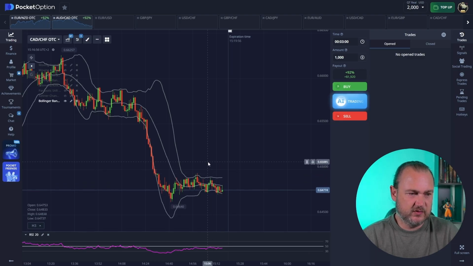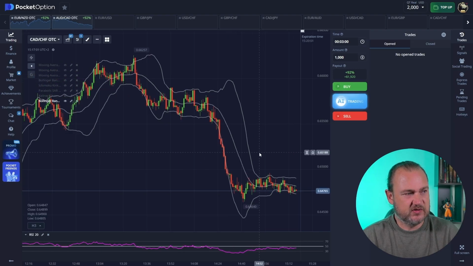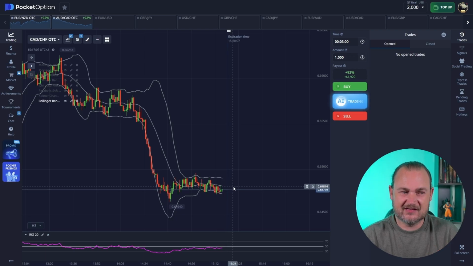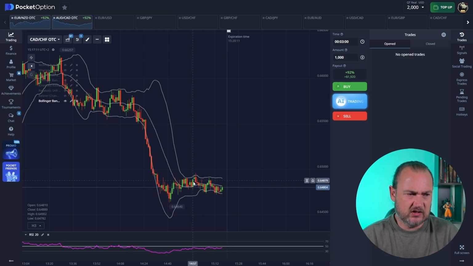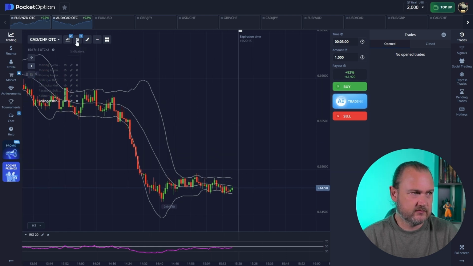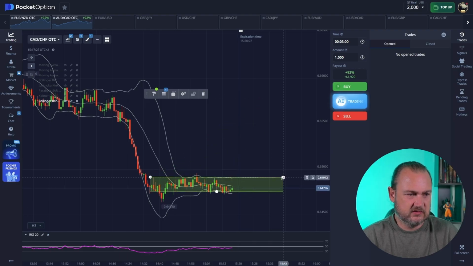It's a very sloppy one, but you can see how in relation to the previous movement, this area here, the bands are very close together, and price is moving within a range here. We do have a range inside this. Let's have a quick look. Something like that, just roughly. Not gonna worry too much about exact.